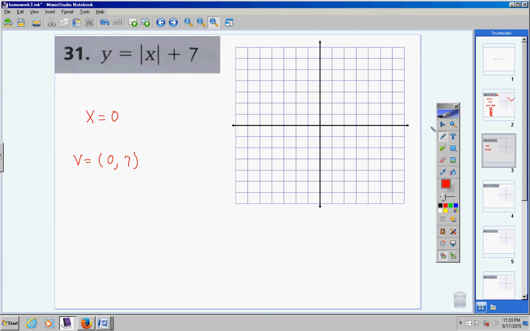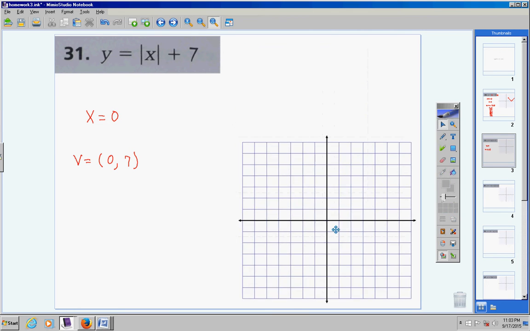I'm going to slide this down. I'll probably need some room in case the V opens upward. So there's 0, 7. I know the V is going to go like this, or it's going to go like this, one of those two. So let's write my table of values here. We're going to put 5 ordered pairs in here. Vertex goes in the middle. So there's 0, go up 1, 2, go down negative 1, negative 2.